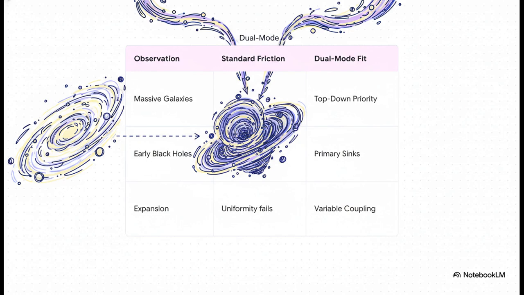Those massive early galaxies that shouldn't exist? Well, they're explained by the top-down mode, building the scaffold first. Those early supermassive black holes? The model calls them primary sinks, massive gravitational wells that form directly from spacetime itself, not from stars. This dual-mode framework just maps so cleanly onto the data, and it resolves all that friction we had with the standard model.